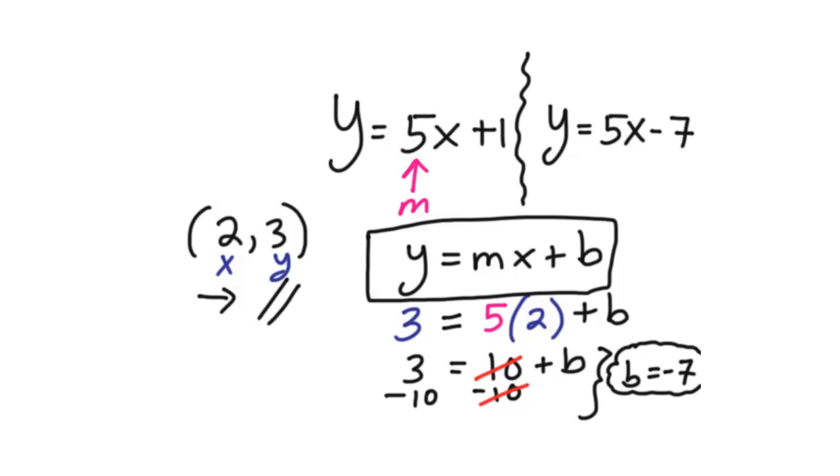Let's highlight that here. This equation represents the line that is parallel to this line here, which is represented by the first equation, and it passes through the point (2, 3). And we're done.